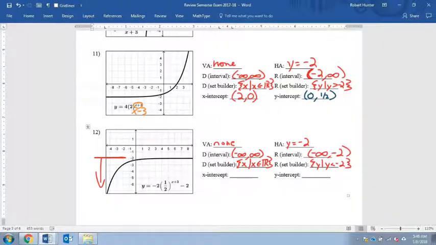This one does not have an x-intercept, because if it's everything below -2, it can never be up here. So there is no x-intercept for this one. Your y-intercept, again, stick in your calculator, and go second calculate value of 0, and I get a y-intercept of x is 0, y is -2.25. Done.